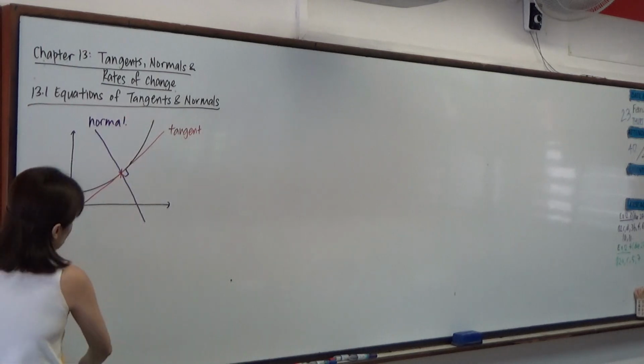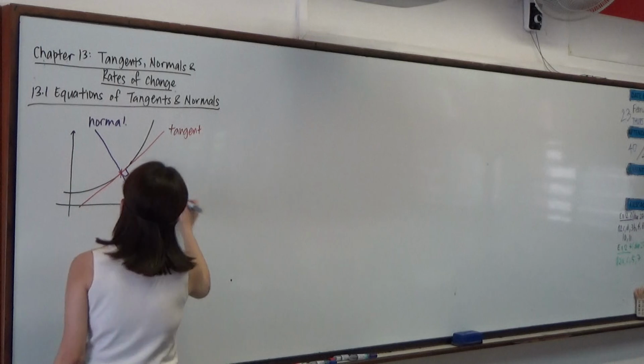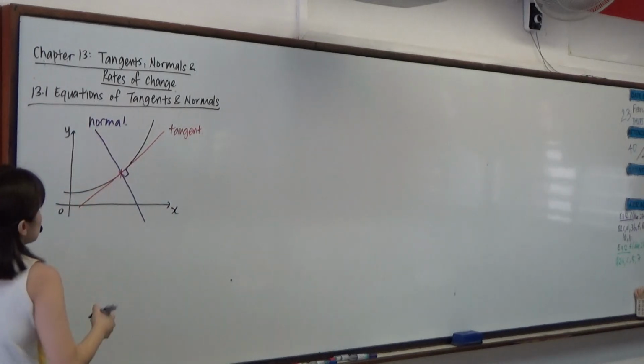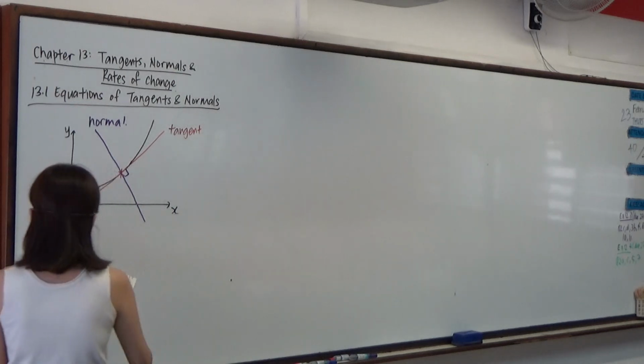So essentially our tangent and normals are actually straight lines. So they will obey our straight line equation of y equals mx plus c. And because our tangent and normal are perpendicular to each other, their gradients will multiply to each other such that it equals -1.